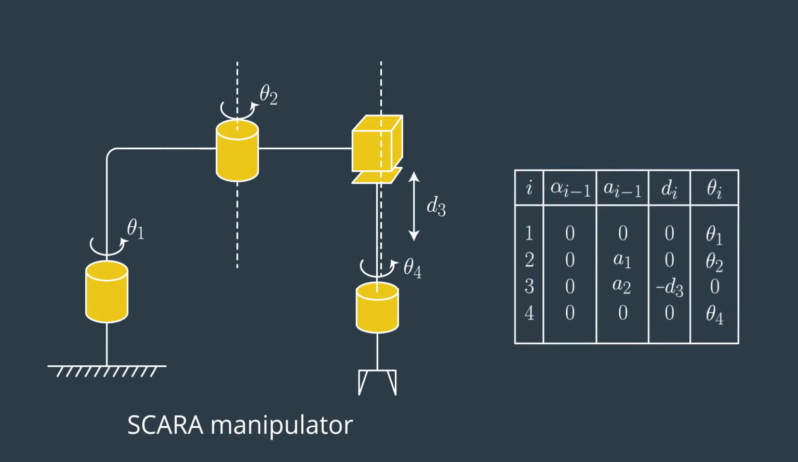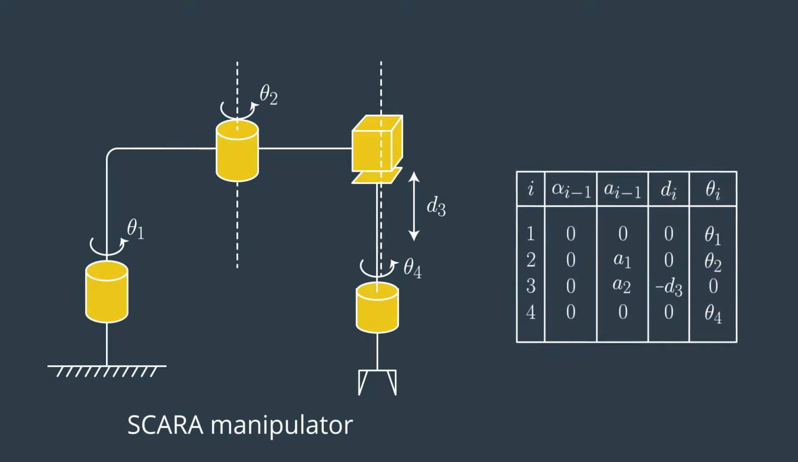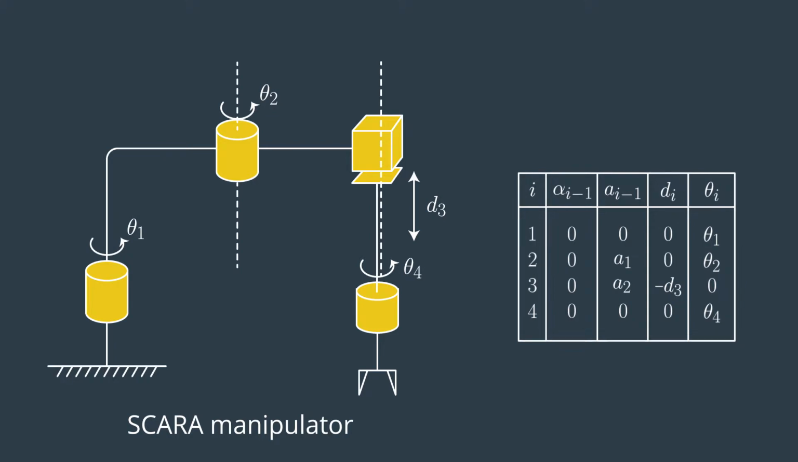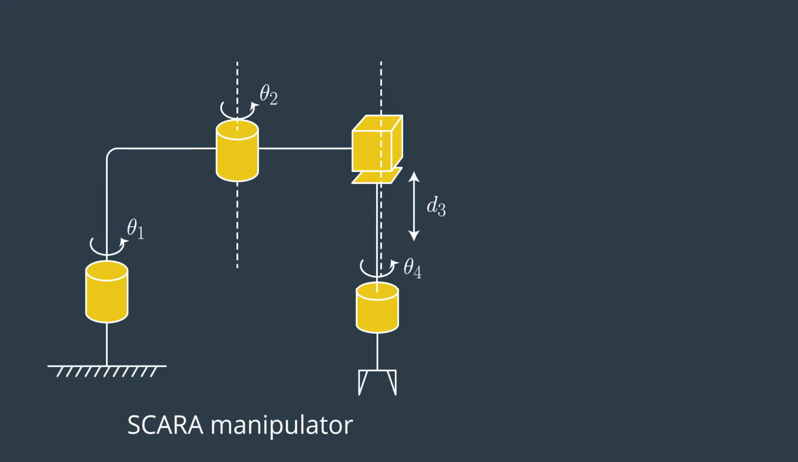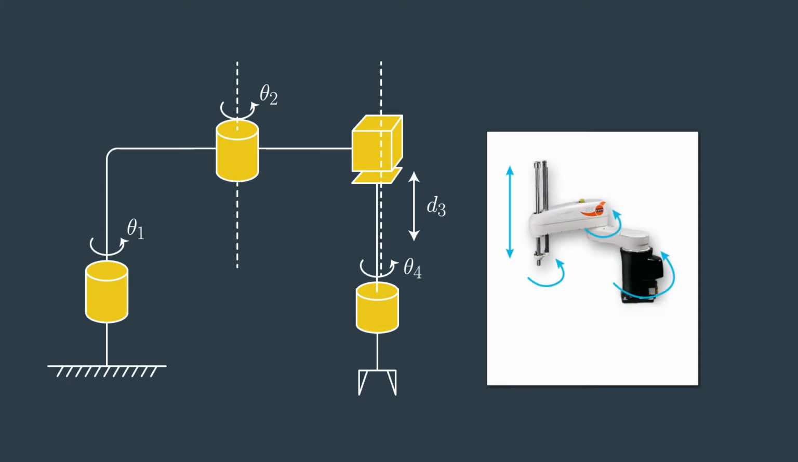Here is a schematic of the manipulator and its DH parameter table. An example of an actual SCARA robot is the KUKA KR10. SCARAs are characterized by having a revolute, revolute, prismatic, revolute, or RRPR structure with all joint axes being parallel. These manipulators are ideally suited for pick and place and fine assembly type tasks.